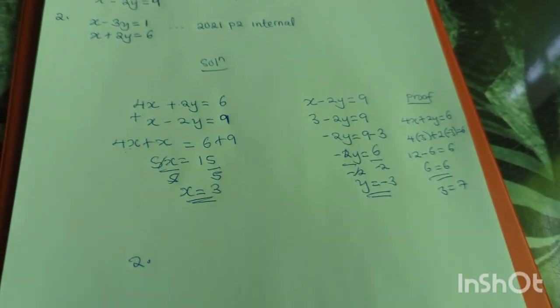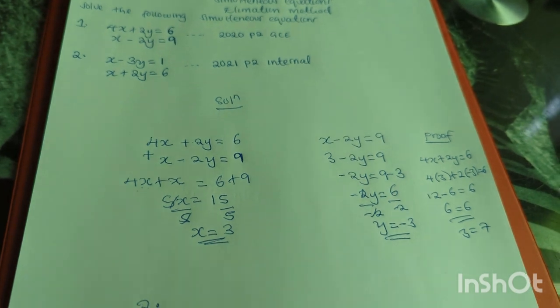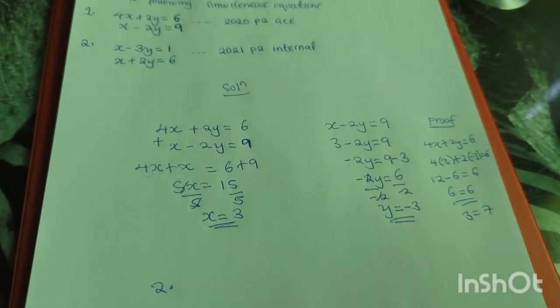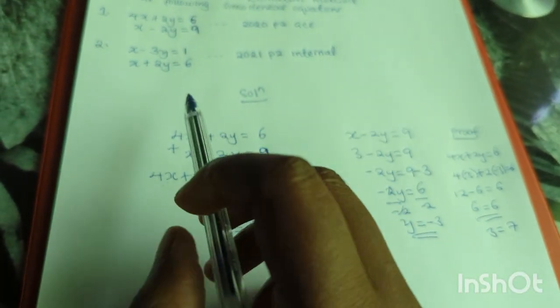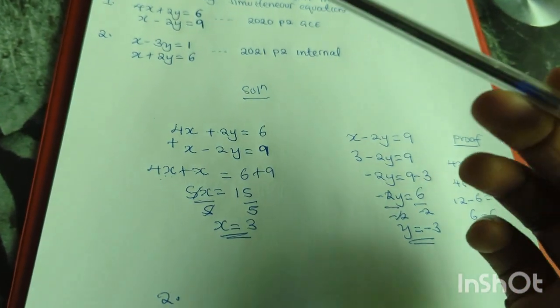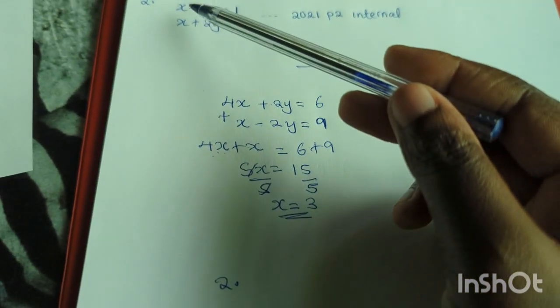Okay, so let's move on to question number 2. Question number 2 is from the 2021 internal paper. So simultaneous equations carry 3 marks and you find them in paper 2. Okay, so here, since we're using the elimination method, we're looking for a variable that has the same coefficient in both equations. So that variable in this case here is x.